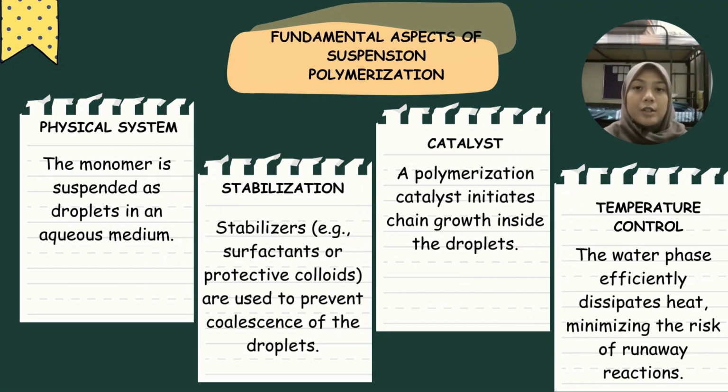Then we go to the fundamental aspects of suspension polymerization. The first one is physical system. The monomer is suspended as droplets in an aqueous medium. Second one is stabilization. Stabilizers such as surfactants or protective colloids are used to prevent coalescence of the droplets. The third one is catalyst. A polymerization catalyst initiates chain growth inside the droplets.